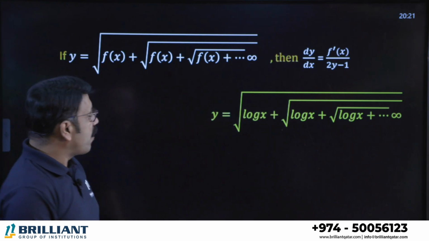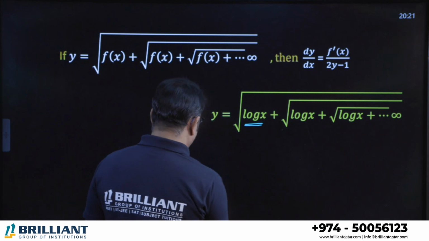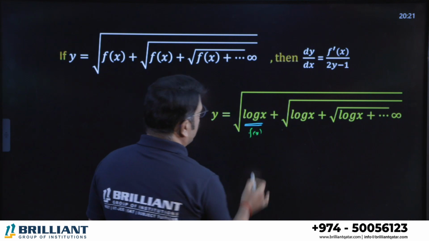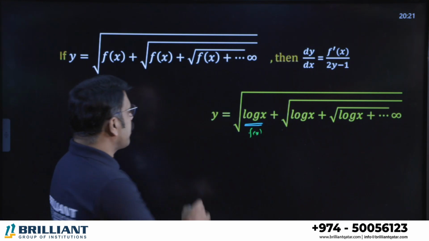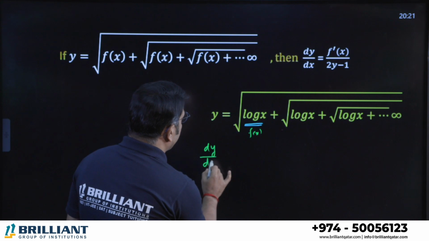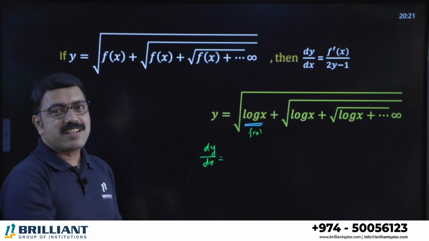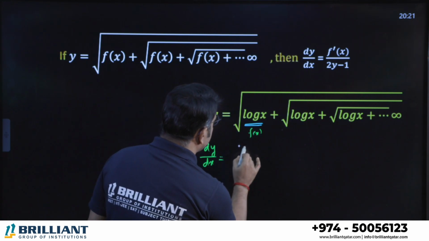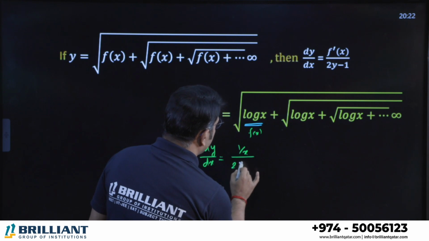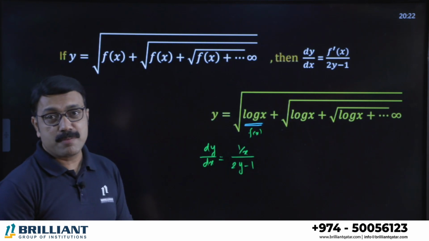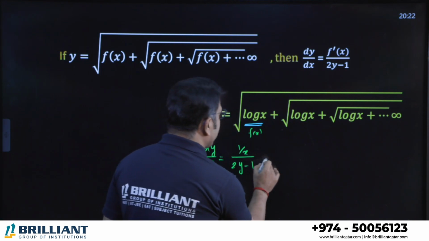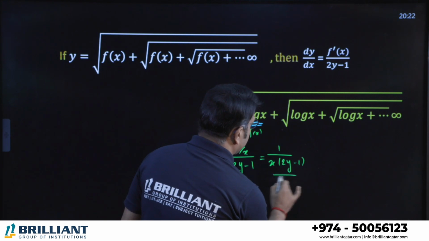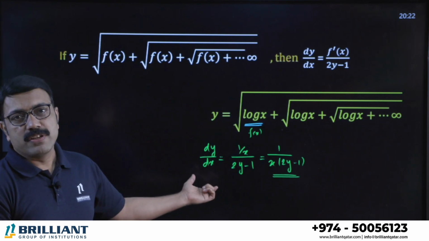The same idea. What is the f of x? That is only what we want to check here. What is f of x? Here, log x is equal to f of x. Then what is dy by dx? By the shortcut formula, the derivative of that function divided by 2y minus 1, that is f dash x. Log x derivative is 1 by x, and 2y minus 1, so 1 by x divided by 2y minus 1. If you want, you can rearrange 1 by x into 2y minus 1. In one step, we got the answer there.